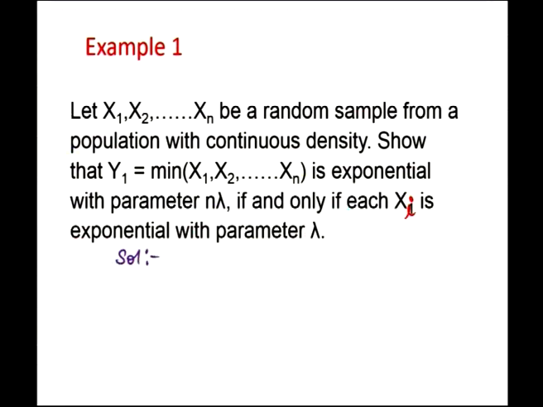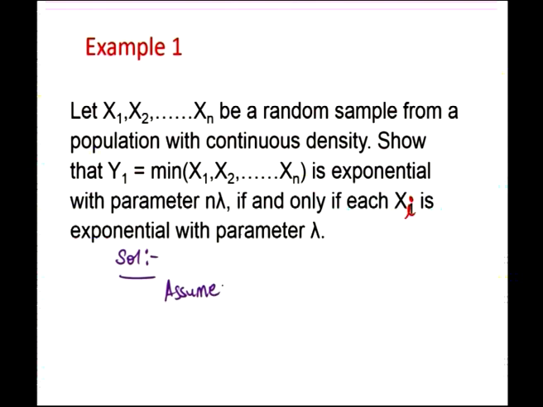First of all, we have to prove that y1 equal to minimum of x1, x2 up to xn is exponential if xi is exponential with parameter lambda. And assuming the minimum of x1, x2 up to xn is exponential, we have to prove that each xi is exponential with parameter lambda. Okay, we shall prove this.